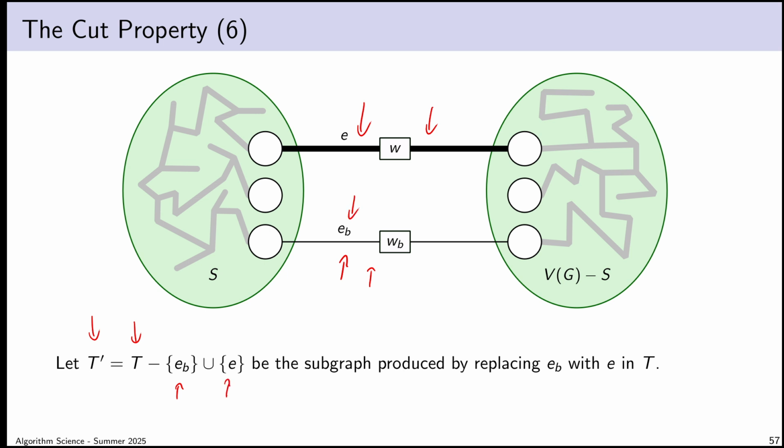So let that be the subgraph produced by replacing EB with E in T. Notice how I say subgraph. My goal is to show that T prime, which is the result of simply swapping this for this, is also a minimum weight spanning tree of the graph. Because if I can show that, then I get my contradiction, because my original assumption was that this edge is not in any minimum weight spanning tree of the graph.